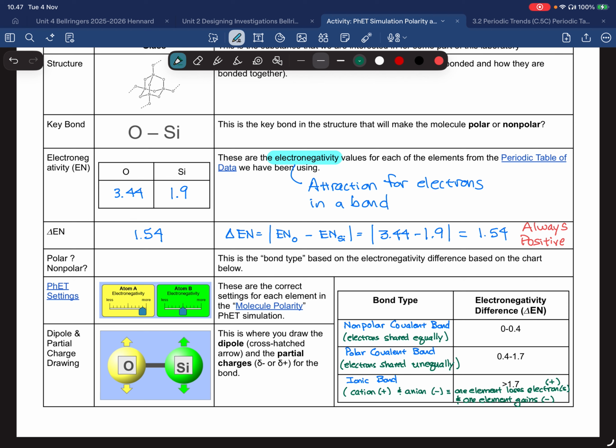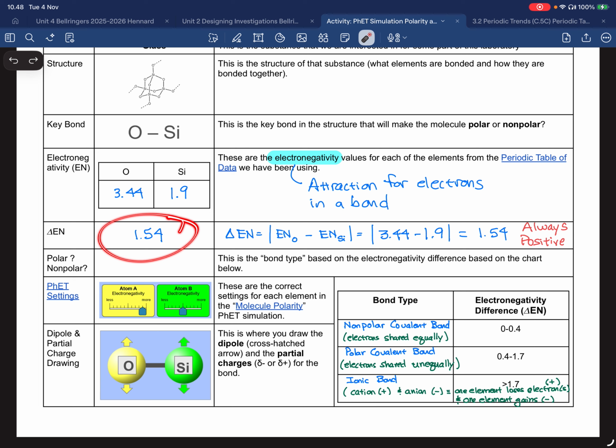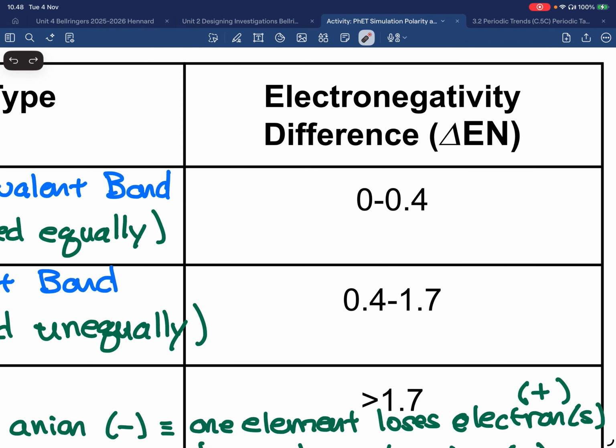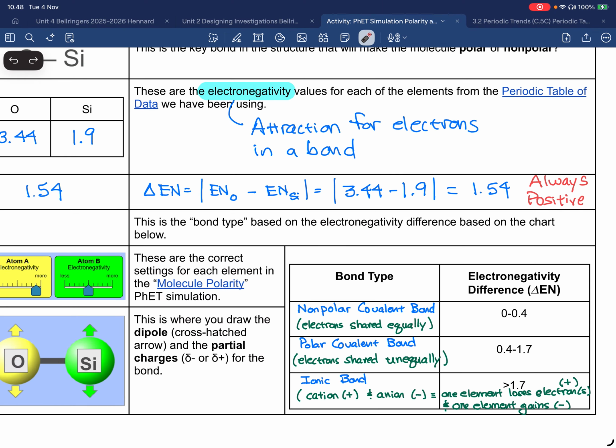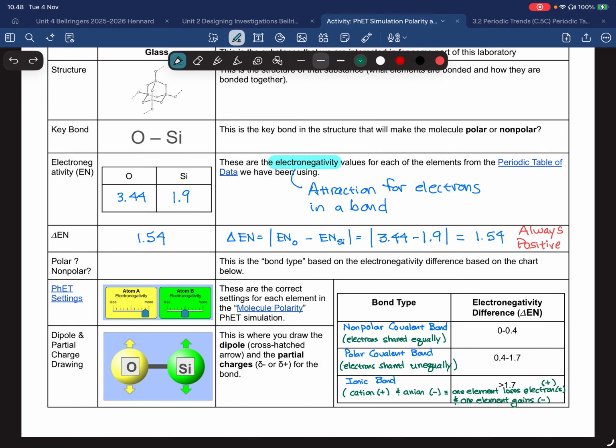All right, so 1.54. Let's pop that back. We come down here. 1.54 is clearly between 0.4 and 1.7, so that is a polar covalent bond. All right, now, polar covalent.